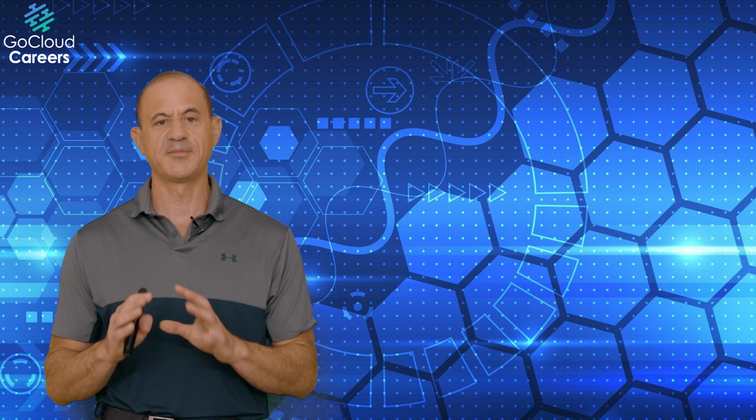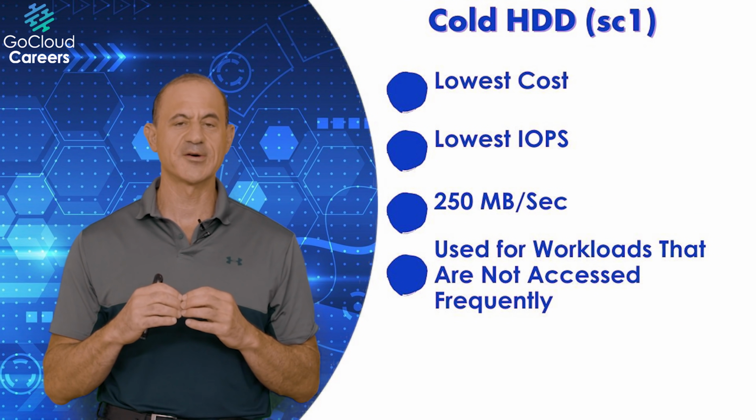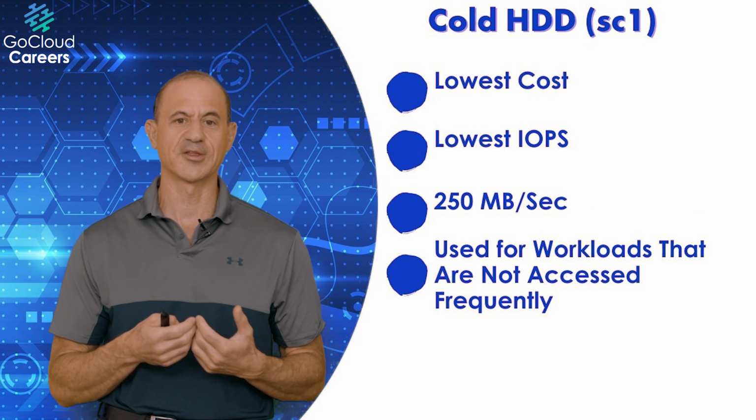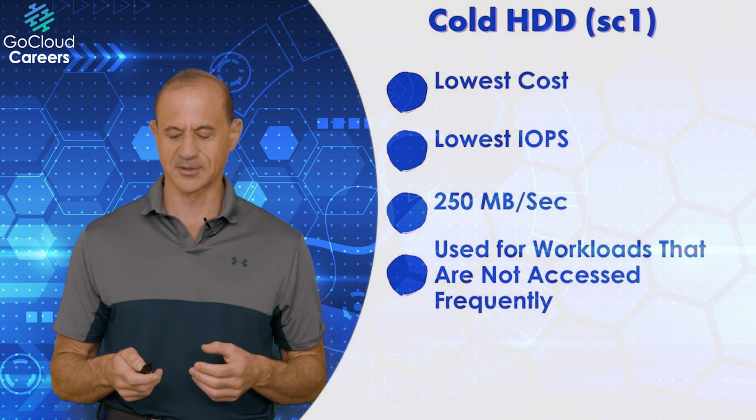The last type of EBS volume we'll talk about is EBS cold hard drive, and this is going to be the lowest cost, the lowest IOPS, moderate throughput, 250 megabit a second. Use this for stuff you're not going to access frequently.